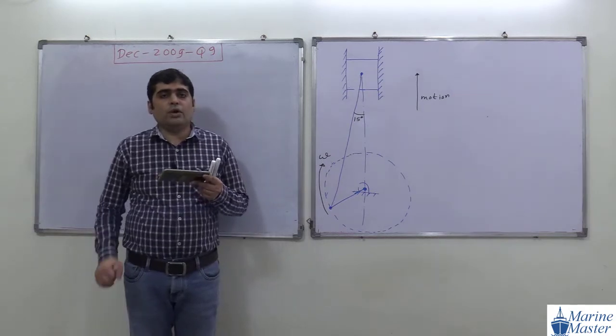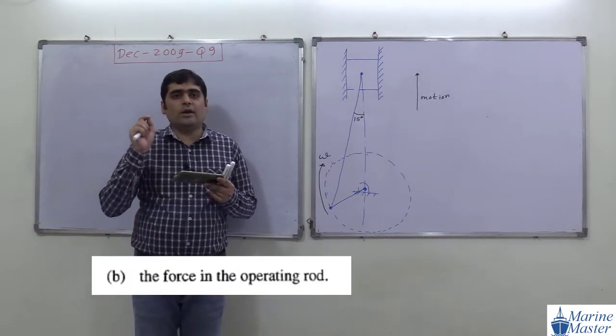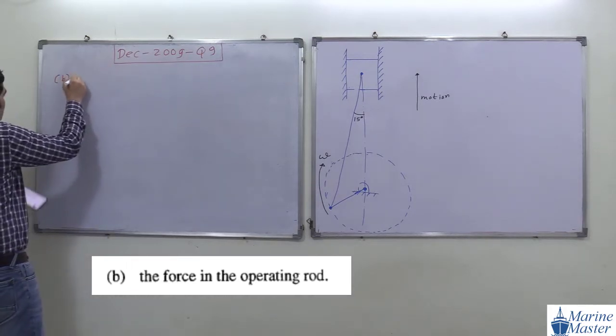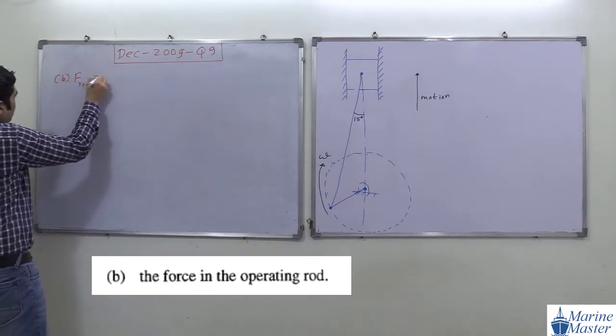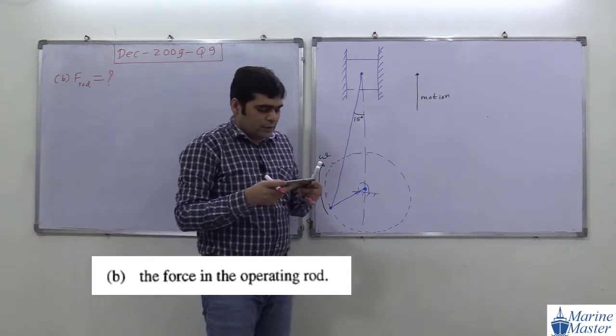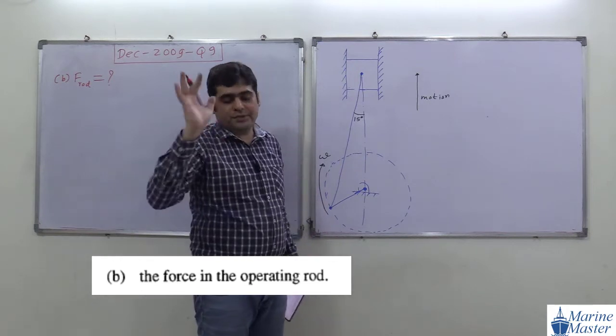Now in B part, what do we have to find out? Force in the operating rod. So in B part our target is what? We have to find out F rod. Okay. So now here we are going to complete this drawing. Our target is to find out the force in the operating rod.